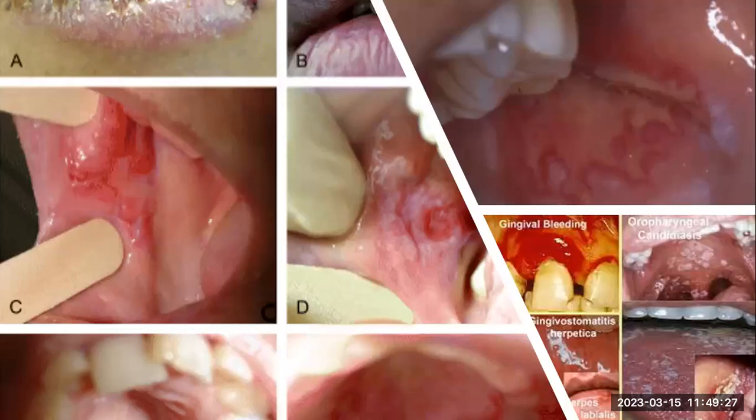So among the mucocutaneous manifestations, oral ulcers are a very common presentation. So you can see various types of oral ulcers in buccal mucosa and palate. And then there could be certain coexisting conditions like gingival bleeding or oropharyngeal candidiasis as shown in the pictures.